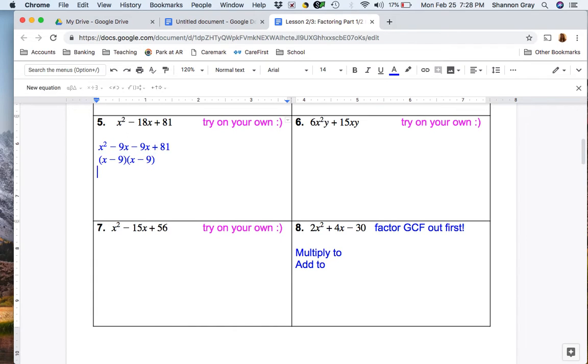And you probably won't see it written like this. We can write it a little bit more succinctly as x minus 9 squared because we just have x minus 9 times itself.